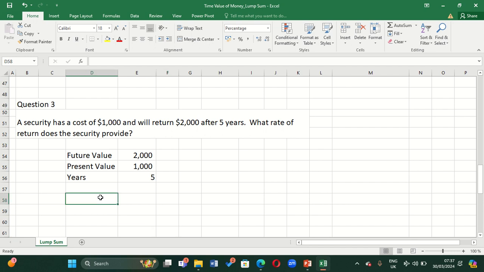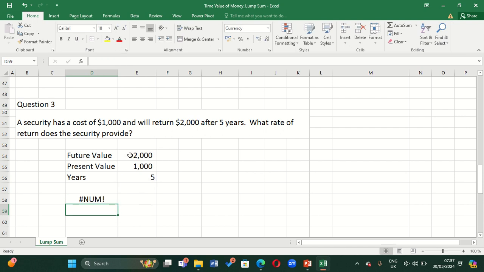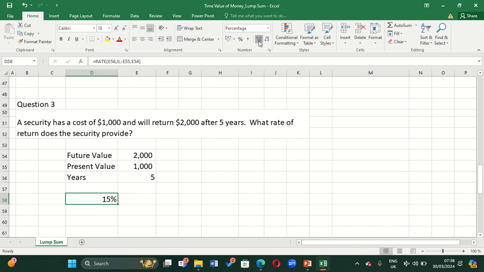So in this case, to determine the rate, rate equals RATE. What is the period? Period is 5 years. What is payment? Payment is 0 because it's not an annuity. What is the present value? Present value is 1000. And what is the future value? Future value is 2000. So that's just it. Present value first, so minus. The rate shows 15%, but it's not 15% because this has been rounded, so I have to bring it out. This is 14.87, the rate.